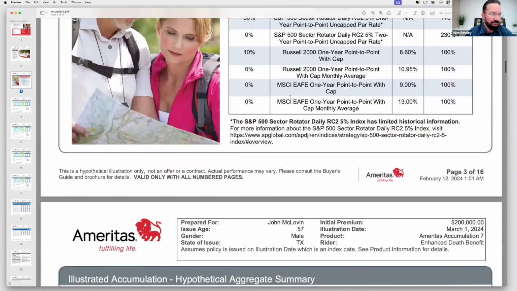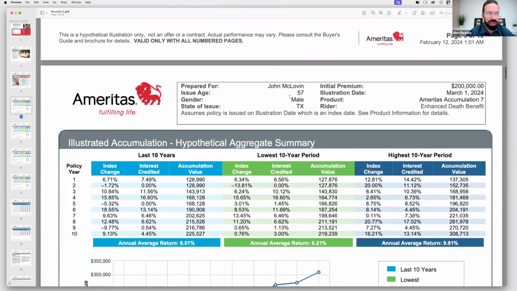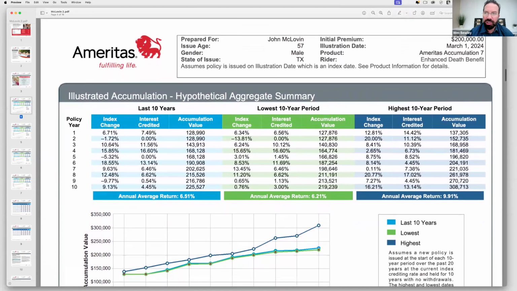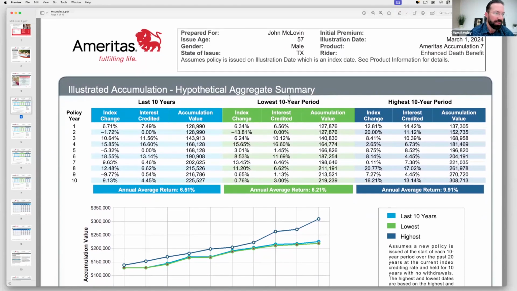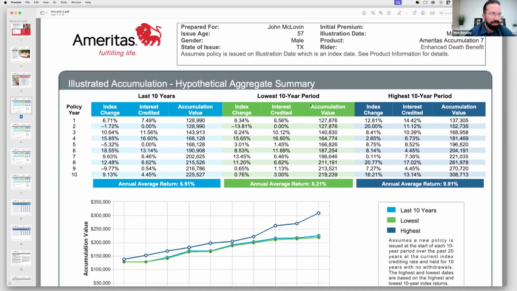Okay, so here's what's cool on the next page. This is page 4 that we're on now. So this shows you an aggregate summary. An aggregate simply means the aggregate of the sectors that I just showed you. So starting with the middle, the lowest 10-year period right here, and then the best 10-year period. So let's start with the best, which was 9.91%. And I want to start there because I don't want you to plan on 9.9% because I want to under promise and over deliver with you.